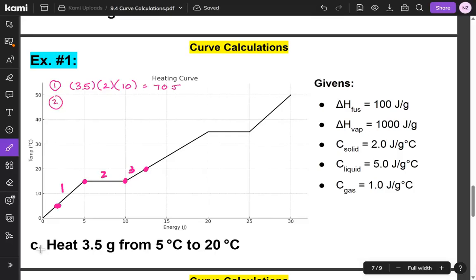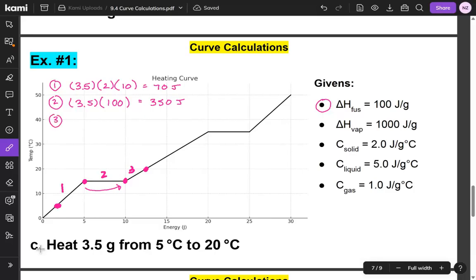All right, segment 2, we are changing phases. We're going from solid to liquid. So I'm going to take my mass, which is 3.5, and I'm going to multiply it by the heat of fusion, which is 100. So that'll be 350 joules.